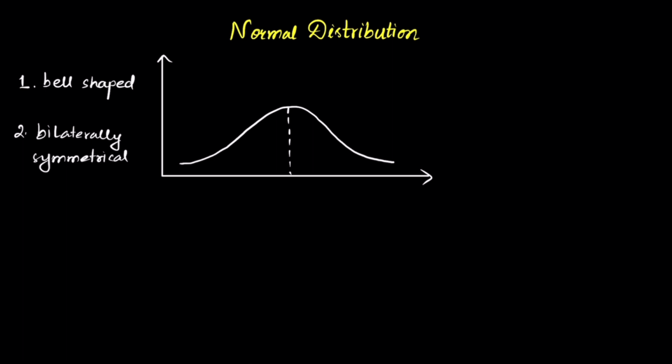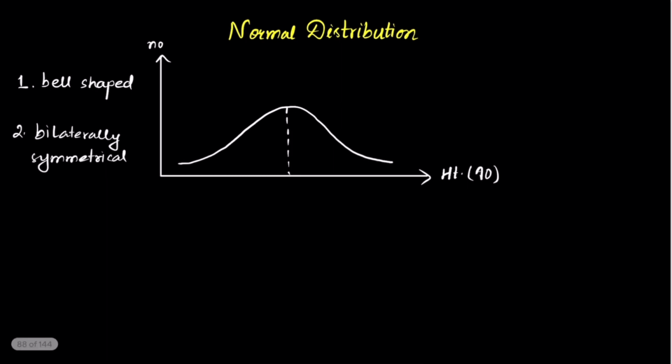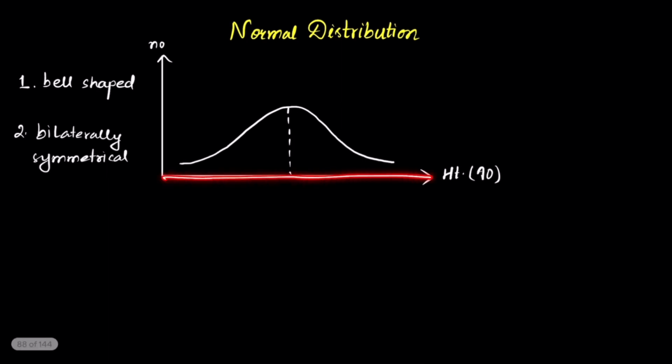So let's say this graph on x-axis contains height of people in ascending order. On y-axis it contains the frequency or the number of people. So we have a sample of people and we observe the height of individual people. On x-axis we arrange these heights in ascending order. On y-axis we keep the number of people.